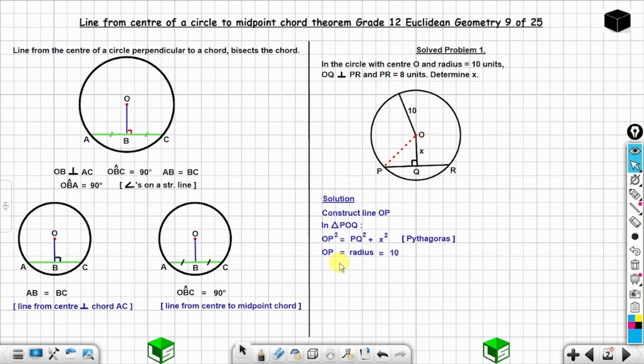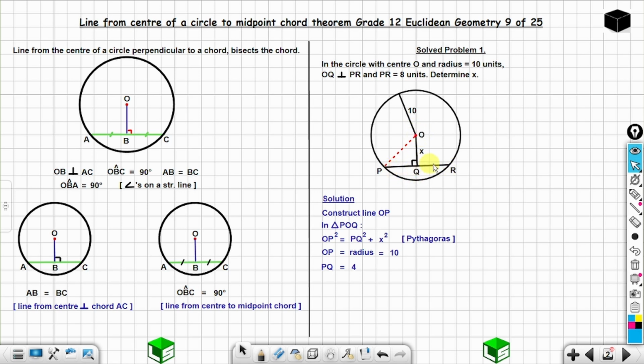So for PQ, you are given PR is equal to 8 units. Now PQ is going to be equal to 4 units because you have a line from the center perpendicular to the chord.